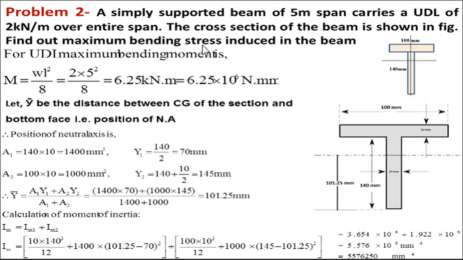So our first part is, as the beam is 5 meter span and carries UDL 2 kilonewton per meter, it is a simply supported beam. So M max will be equal to WL square by 8. W is 2, L is 5. You will get bending moment 6.25 kilonewton meter or 6.25 into 10 to power 6 Newton mm.